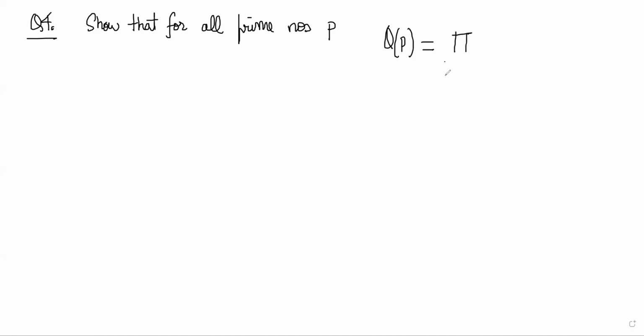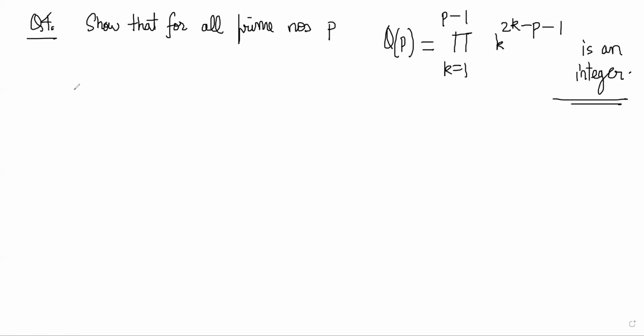This is the fourth one. This question says, show that for all prime numbers P, Q of P, which is equal to product of K goes from 1 to P minus 1, K power 2K minus P minus 1, is an integer. Okay. So this is a product.